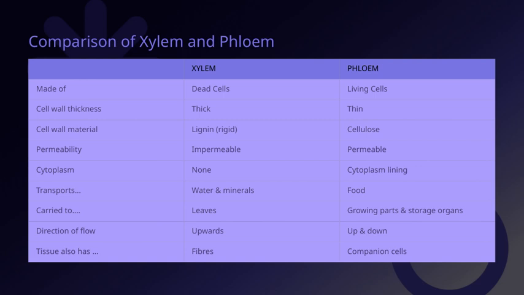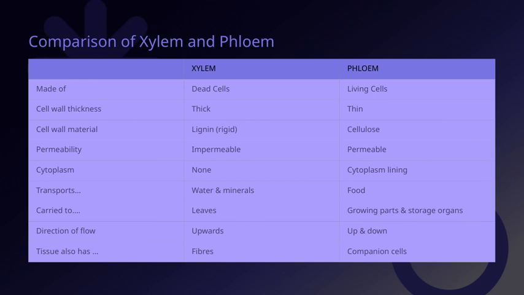Xylem walls are lignin, which is very rigid, giving structural support, while phloem walls are made of cellulose, which is more flexible. When it comes to permeability, xylem is impermeable, meaning water can't pass through its walls easily, and this helps in the upward transport of water. Phloem, on the other hand, is permeable, facilitating the movement of food or nutrients. Looking at the cytoplasm, xylem has no cytoplasm present in its cells, as they are dead, whereas phloem has cytoplasm lining the cells, which supports the transport of organic substances.